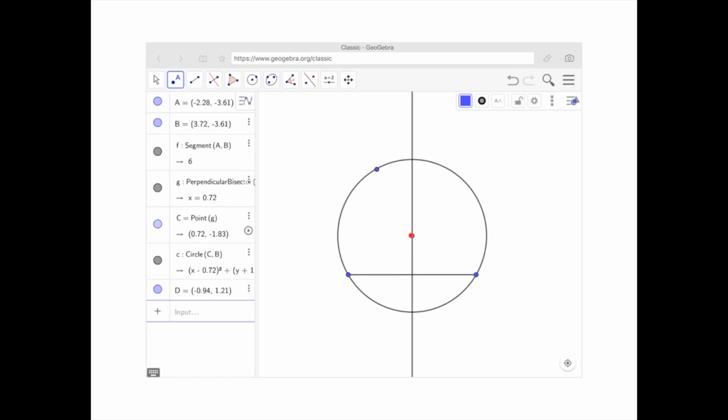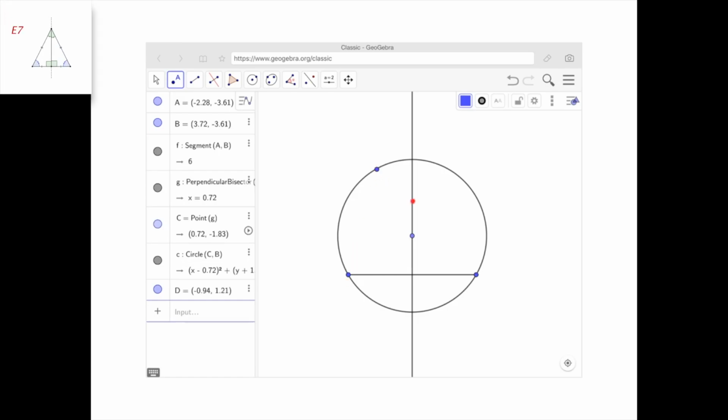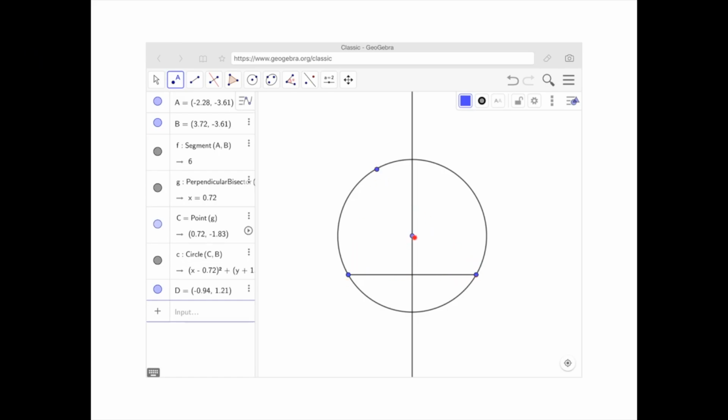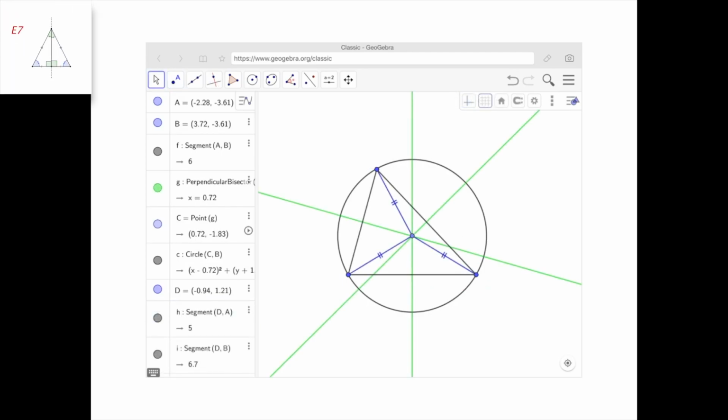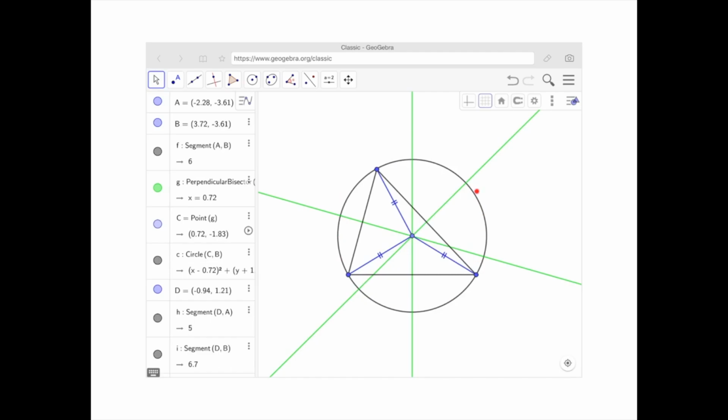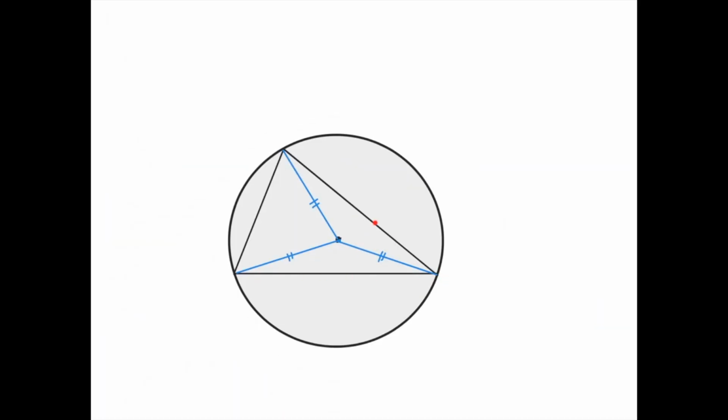This is called the circumcenter of the triangle, and so we've shown that the 3 perpendicular bisectors in a triangle intersect at the circumcenter of this triangle. So here's how the full picture looks like. We have the 3 perpendicular bisectors in green, and in blue we see the 3 radii that are equal. And this circle we call the circumcircle of the triangle. So here's a triangle, its circumcircle and its circumcenter, and the 3 radii that are equal.